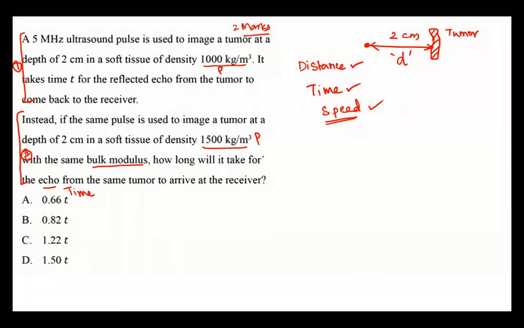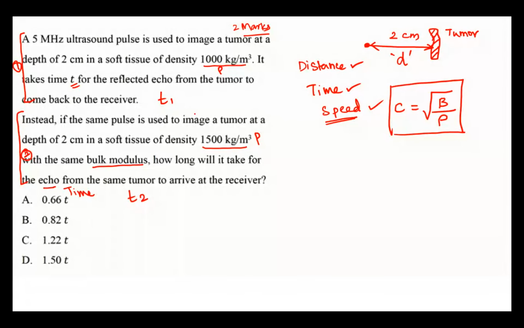They have given the density, so how can we find the speed? We know the formula for calculating speed, right? Root of bulk modulus divided by density. Putting it in the formula, you can find the speed. I know the speed and the distance, so simply we can find the echo time. Take the first case time as t1 and the second case time as t2. They have given the time t for the first case, and they are asking me to find t2.